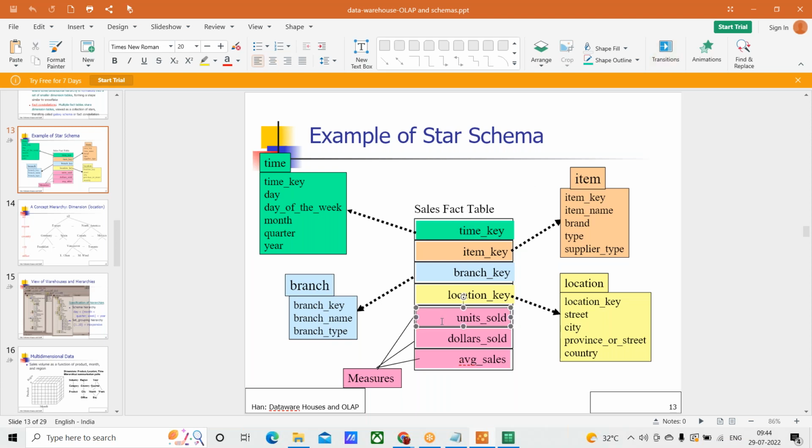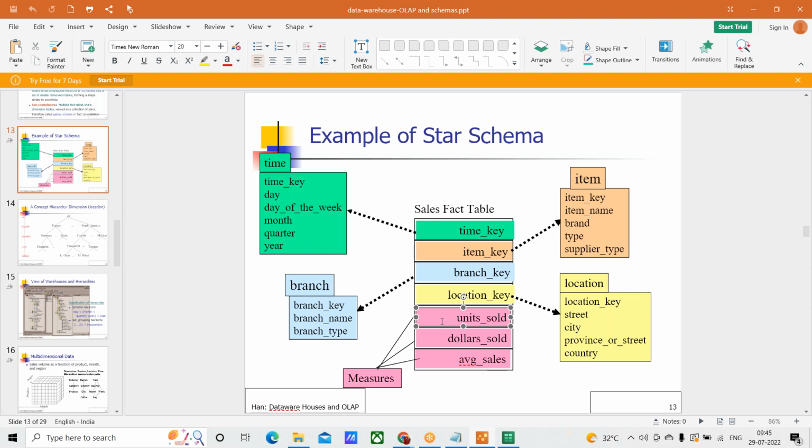Measures means it will have only numerical values. What are those numerical values? Item price, quantity sold, these things. If you have only those two, you can calculate anything, because the number of items you know, and you know the price of each item. Based on the quantity sold, you can calculate anything. For example, if the item price is 10 rupees and quantity sold is 20, then 20 into 10, 200 rupees is the total selling amount.